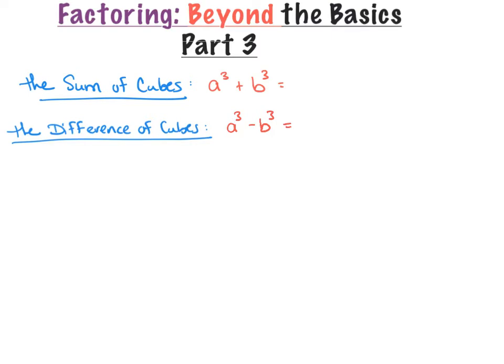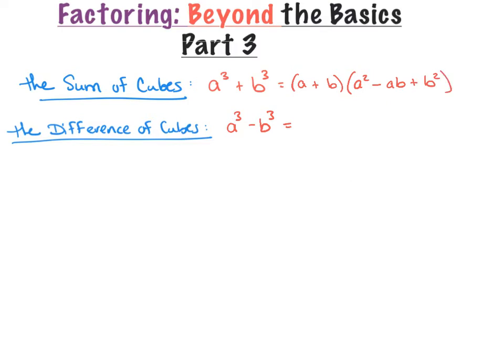And here's how these formulas factor. A cubed plus b cubed factors to, at first, just a plus b. Then a trinomial, a squared minus ab plus b squared.